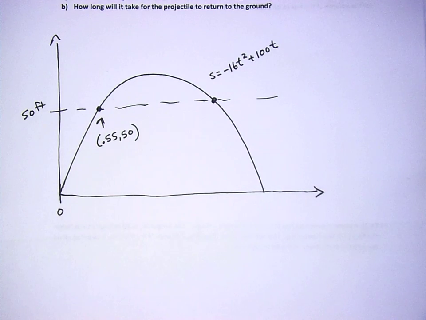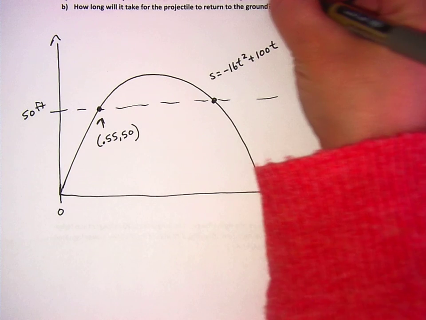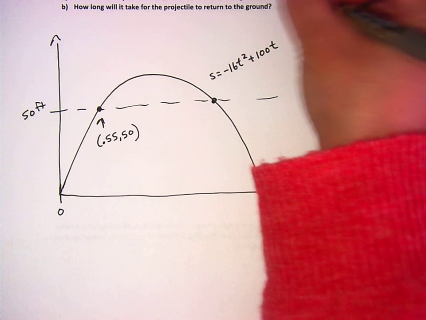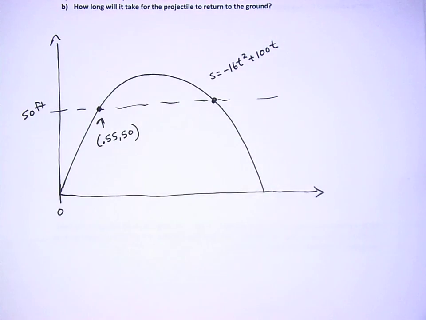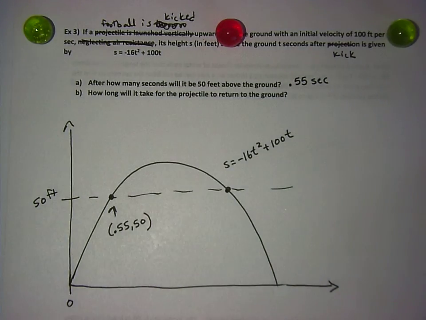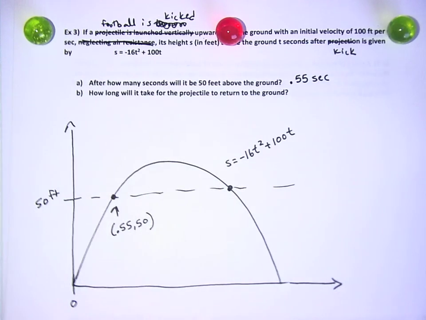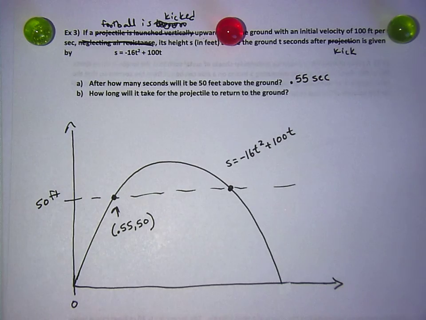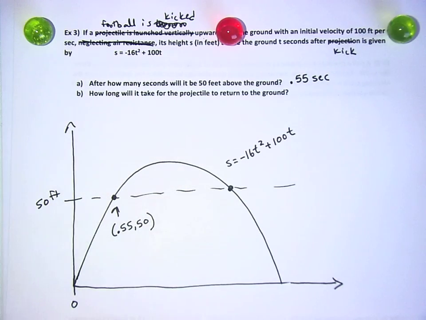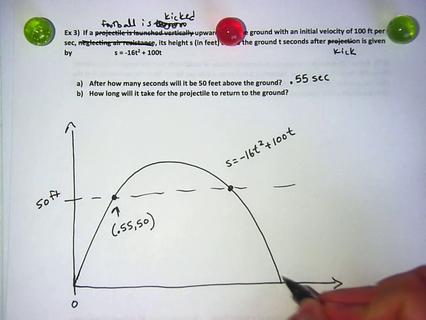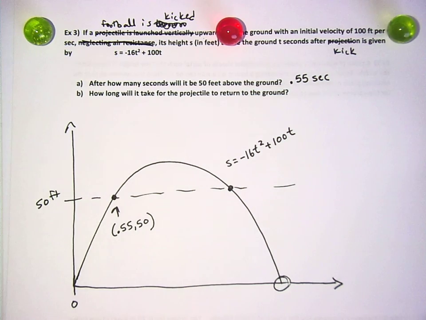Okay. So the answer to this question is 0.55 for A. 0.54 after about half a second, it's already 50 feet above the ground. How long will it take the projectile to return to ground? Where is that answer on my picture? Right here? So how do we do that? How do we find out that one? Do you remember how to do that?